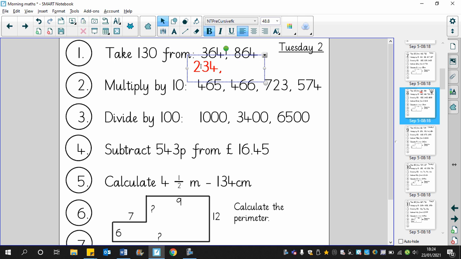864, we take away 100, we get 764. But then don't forget we've got an extra 30 to take away, so therefore 60 take away 30 is 30. And of course, when you're taking away 30, that is a multiple of 10. There is a 0 in the ones column, so therefore the ones do not change. Okay, good. On to question number 2.